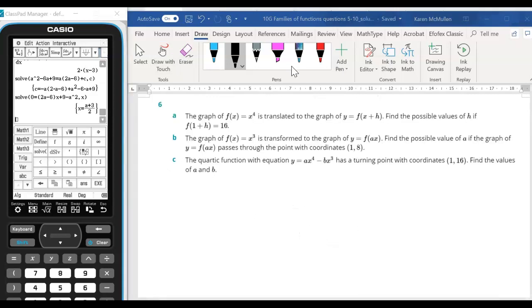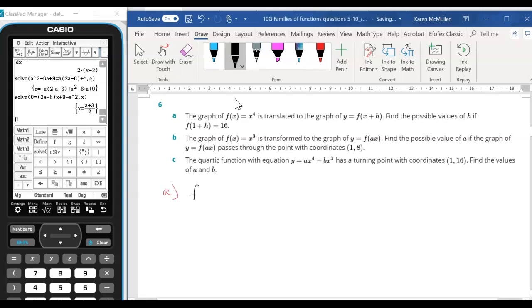All right, moving on to question 6. So question A: the graph of f of x equals x to the power of 4 is translated to the graph of y equals f of x plus h. Find the possible values of h if f of 1 plus h equals 16. All right, so we'll just do question A.